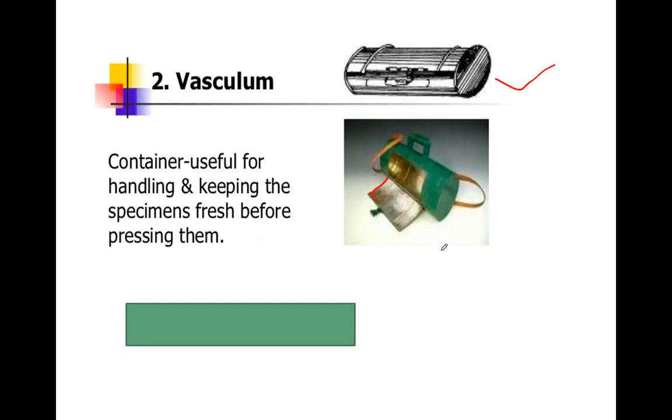It is a container made up of tin or aluminum sheet and contains a hinged light lid. Plants which are not pressed in the field are placed in the vasculum to preserve their freshness for some time.